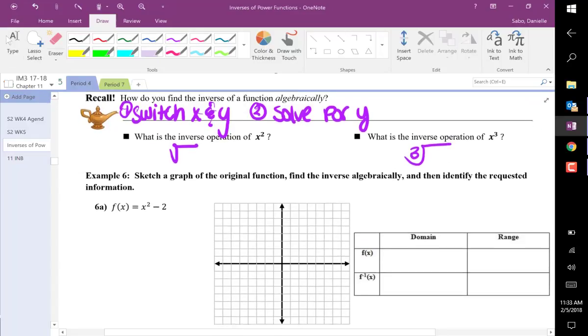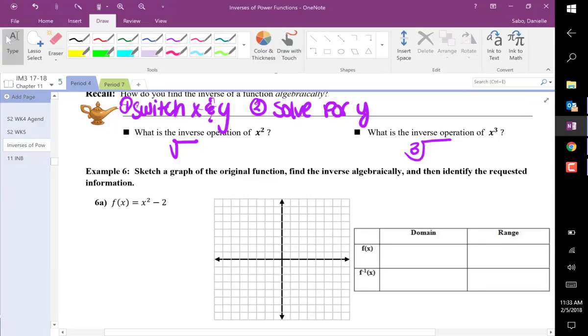Okay, so it says sketch the graph of the original function and the inverse algebraically, and then identify the requested information. So first we're going to sketch the original function. I know a lot of you would like to just plug this in your calculator. You can. So if you have a graphing calculator, you can put x squared minus 2 in and just graph it. Or you can just know that it's a quadratic, and is it going to be moving up or down 2? Down 2. So if I originally start here, that means I'm going to go down 2. That's now our vertex point. Because originally we were at 0, 0 for a quadratic. But now we're going to go down 2.